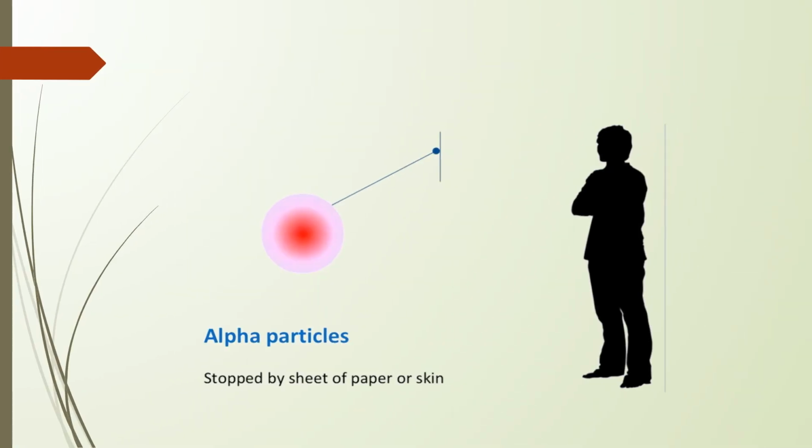Alpha particles are heavy, positively charged subatomic particles consisting of 2 protons and 2 neutrons emitted during radioactive decay. Due to their relatively large mass and double positive charge, they have low penetrating power and can be stopped by a single sheet of paper or human skin, making them easily blocked.